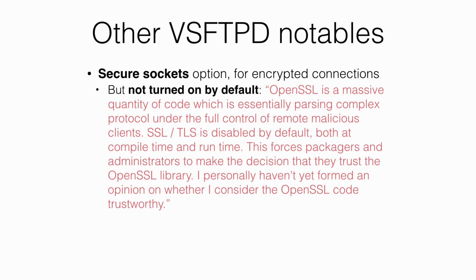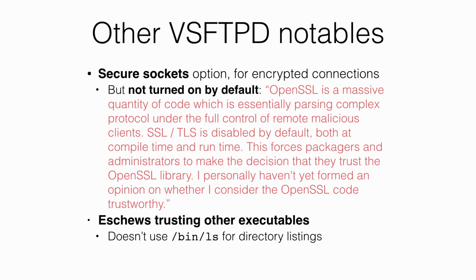There are a few other things to say about VSFTPD's design. Interestingly, it has a secure sockets option for encrypted connections, but it's not turned on by default. There's an interesting comment in the release notes for VSFTPD that says it's a massive quantity of code which is essentially parsing complex protocols. As such, it's potentially not trustworthy. And as it turns out, the recent Heartbleed bug shows that that was in fact the case. Also, VSFTPD attempts to reduce its attack surface by trusting as few third-party executables as possible. For example, it does not use the standard ls command for directory listings, but instead constructs its own directory listings in its own code.